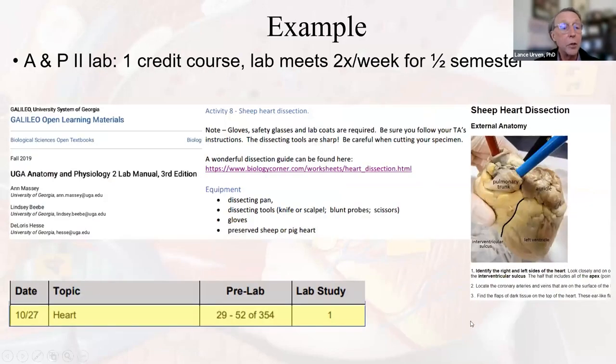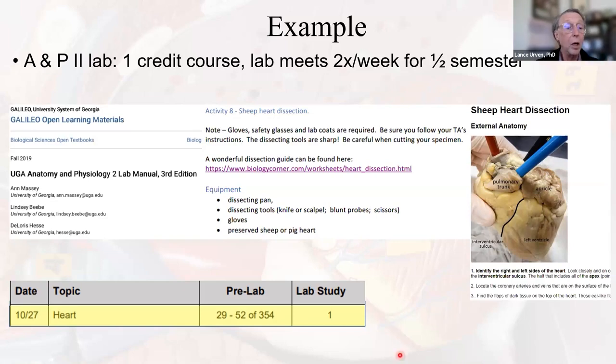So as I suggested, our labs are, for a 2-semester lecture course, 2 semesters of labs. The example I have up here is from the second lab course, Anatomy and Phys 2, 1 credit, meeting twice a week, and we go for just half a semester. And for the structure labs, I went to an open resource. I actually used a different open resource for Anatomy and Phys 1 and Anatomy and Phys 2. This is Anatomy and Phys 2.